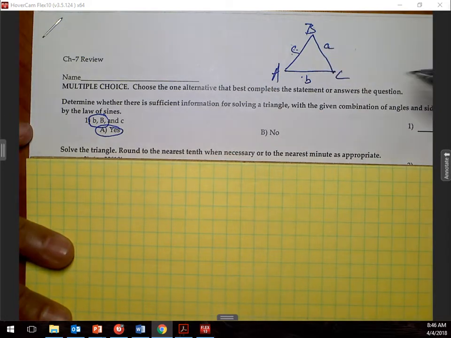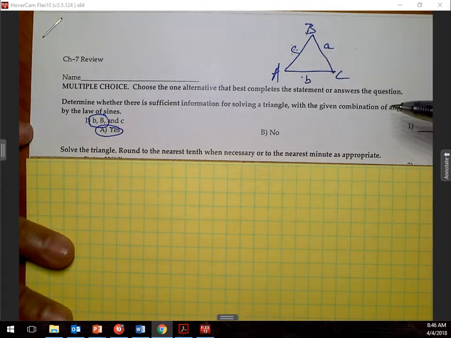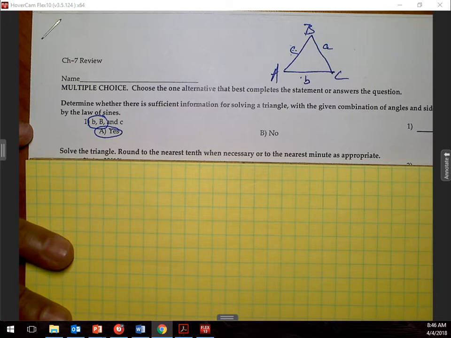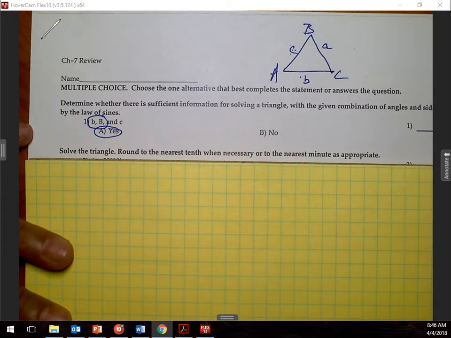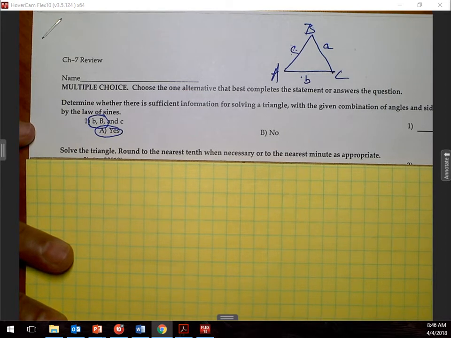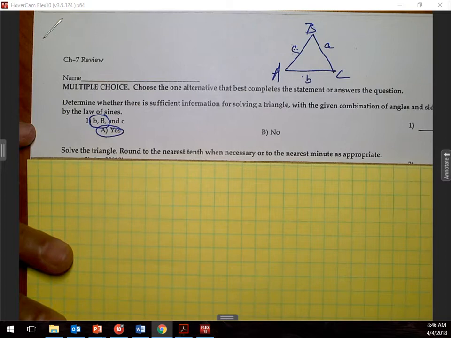Anyway. But still, if it is angle, side, side, what's that special word that goes along with that? No, not that one. Law. Ambiguous. Oh, that big word. Yes, ambiguous. So whenever we have that type, you always have to try and reference that, because it's going to be either 0 triangles, 2 triangles, or 1 triangle.